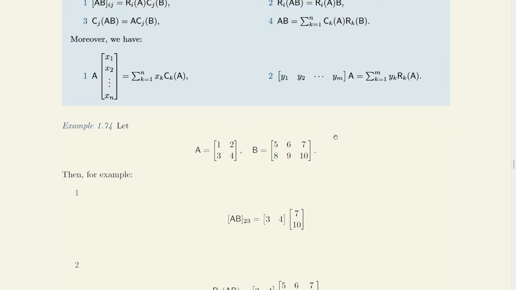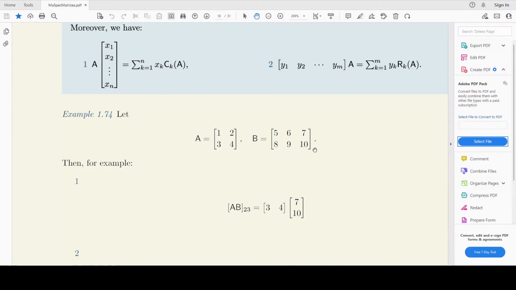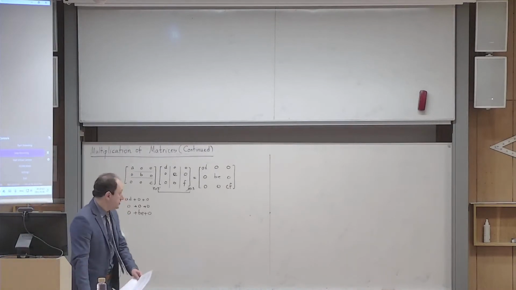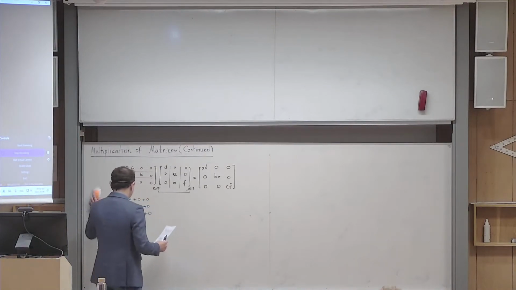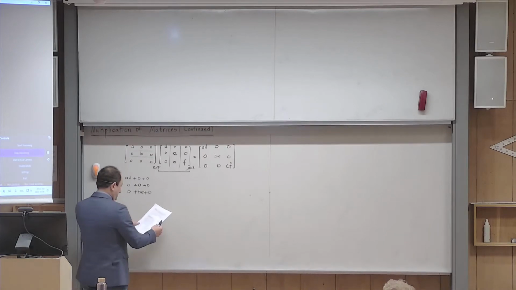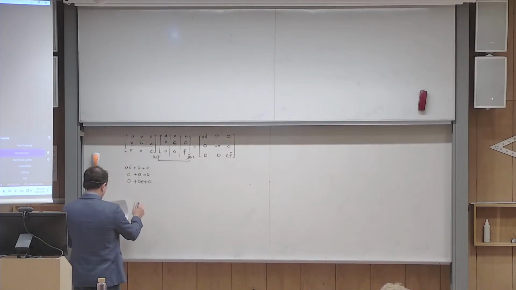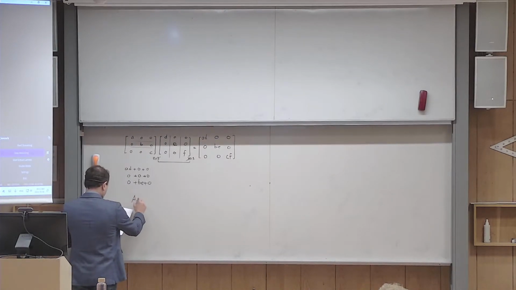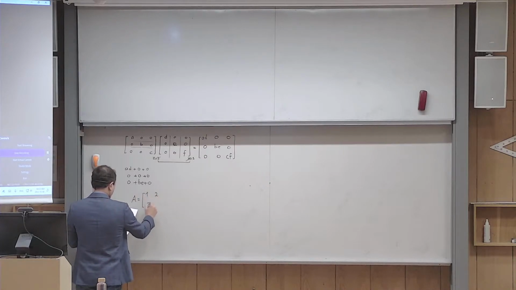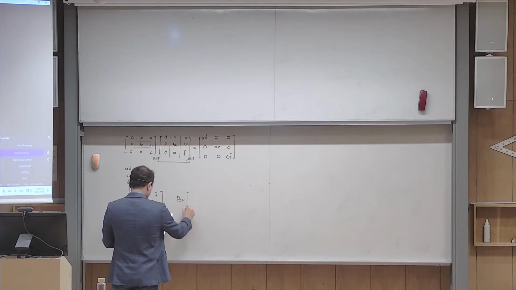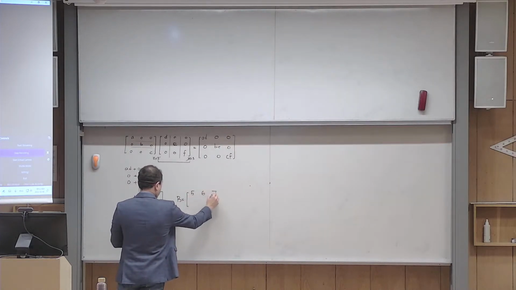I want to write these matrices on the board and try to understand what is going on. The matrices that we have here, we want to understand the content of that remark. So the matrices that I just told you: A is 1, 2, 3, 4, and then B is 5, 6, 7, 8, 9, 10.